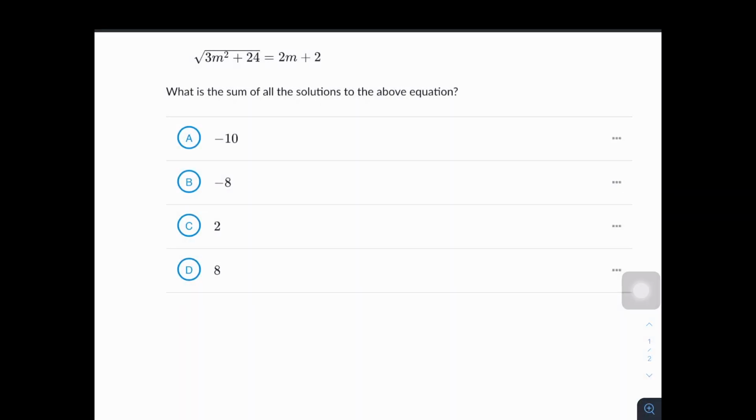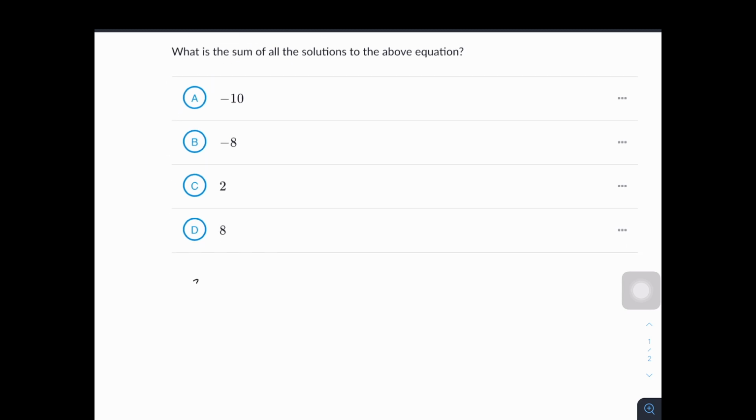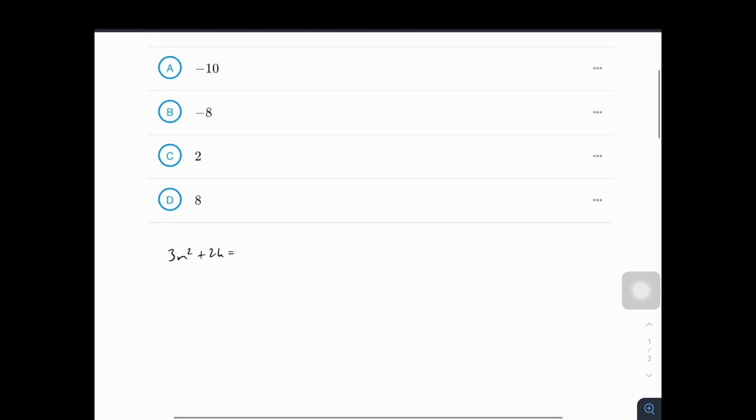What is the sum of all the solutions to the above equation? Square root of 3m squared plus 24 equals 2m plus 2. So first we need to remove the square root under 3m squared plus 24. To do that, we need to square both sides. When we do that, we get 3m squared plus 24 is equal to (2m plus 2) squared.